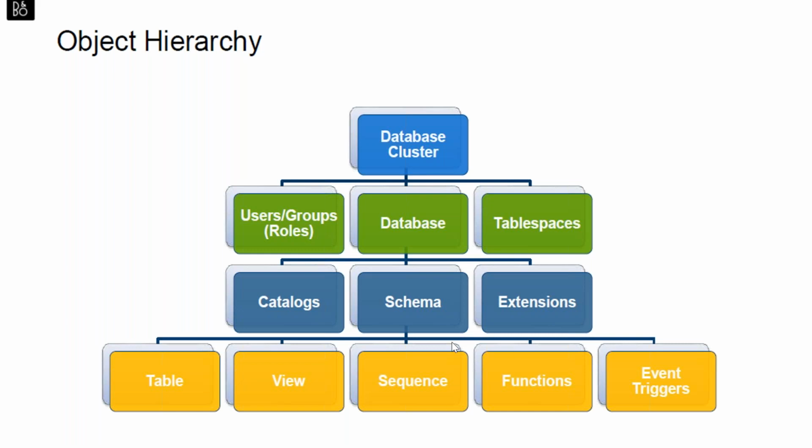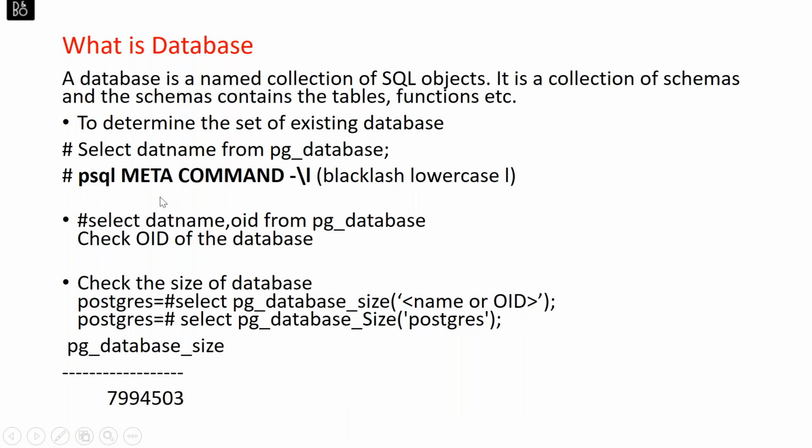Okay, so now you understand the high-level concept of a database. Next: schemas, roles, and tablespaces. A schema is a logical collection of objects. A database is a named collection of SQL objects. How can you check it? You can check it from the pg_database view, or you can specify \l. I think we already did that.